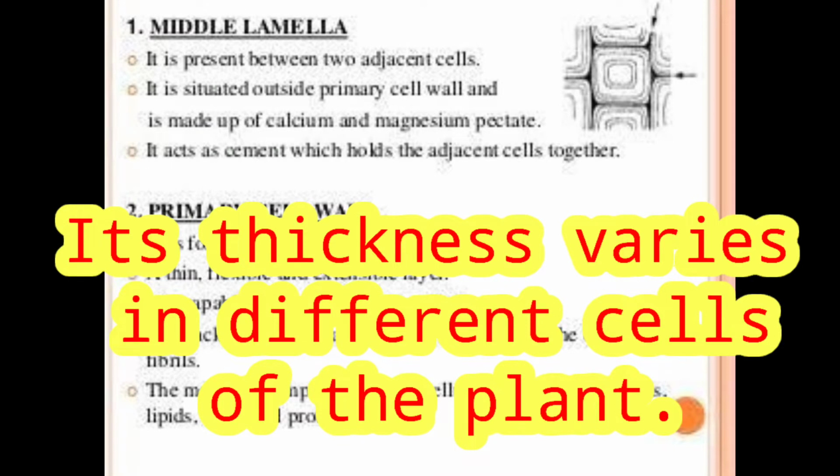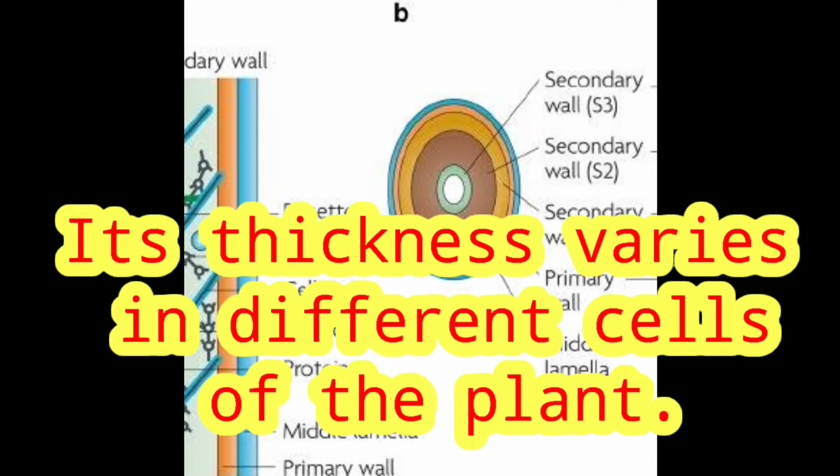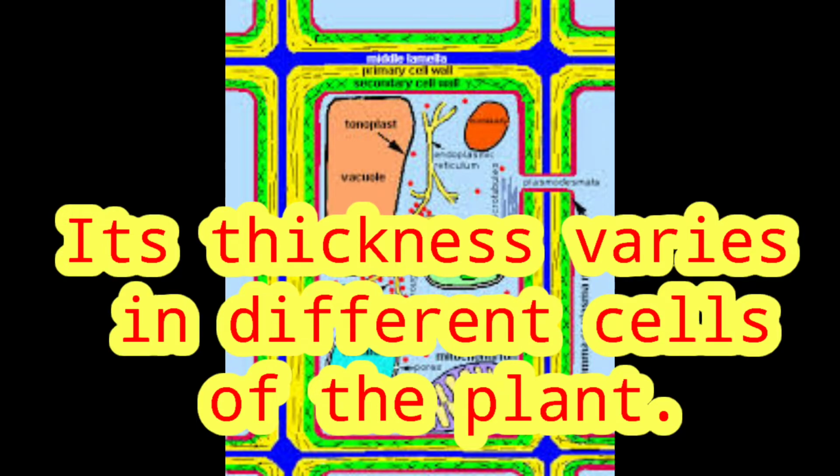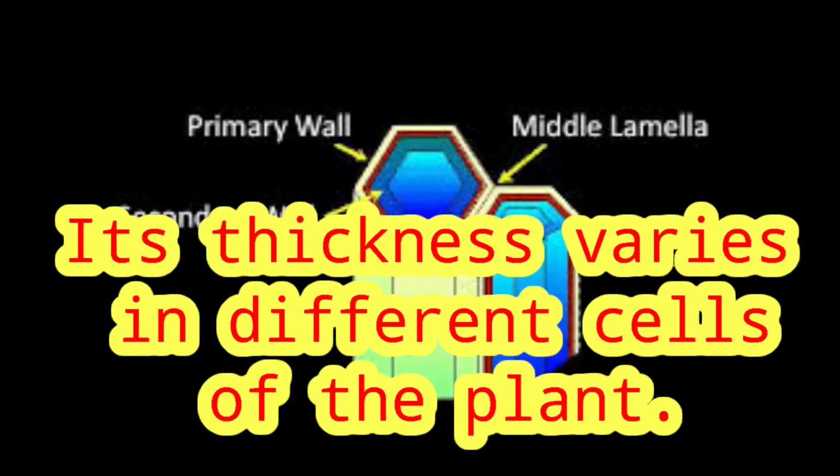Its thickness varies in different cells of the plant, as the younger cell will contain thinner cell wall, while the old or oldest one will contain thickest cell wall. So thickness varies depending upon the age of the cell.